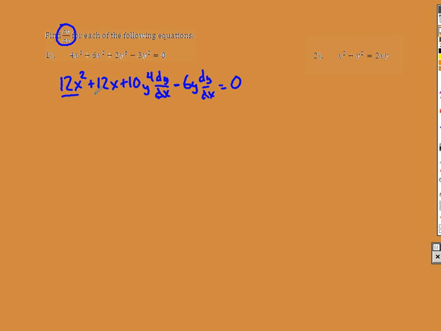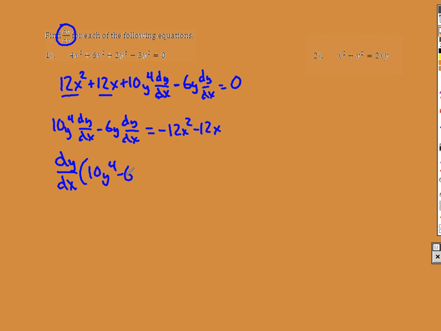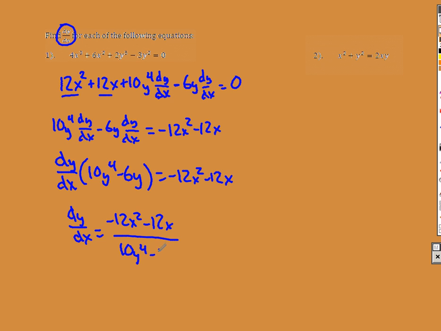Now, we want to bring these two terms without the dy/dx to the other side. So we'll end up with 10y to the fourth dy/dx minus 6y dy/dx. Those are going to stay on this side, equals, we'll have a minus 12x squared and a minus 12x on the other side. Factor out dy/dx on the left. We'll be left with 10y to the fourth minus 6y. So we still have negative 12x squared minus 12x on the right. And then we're going to divide to get dy/dx by itself. So dy/dx will equal negative 12x squared minus 12x over 10y to the fourth minus 6y.